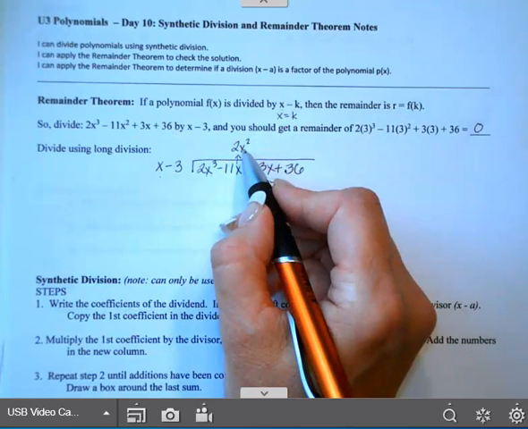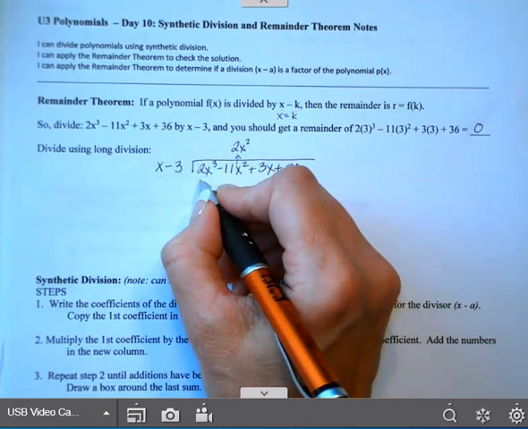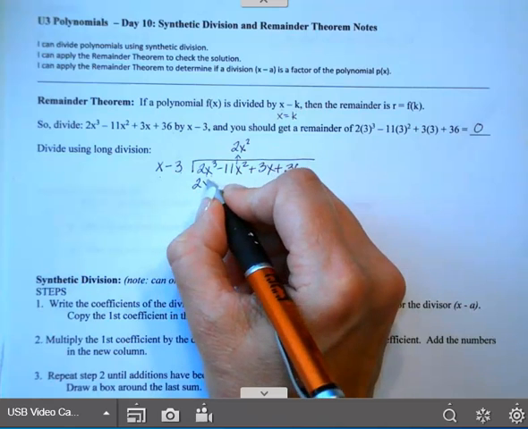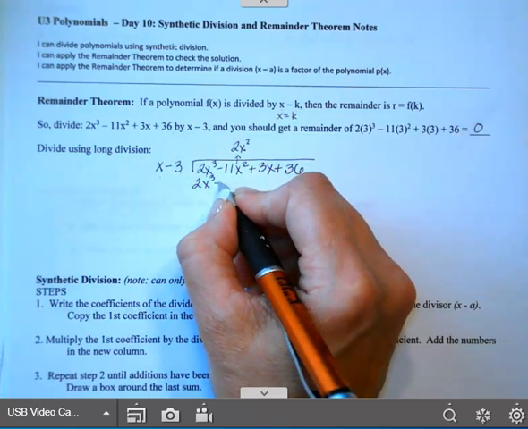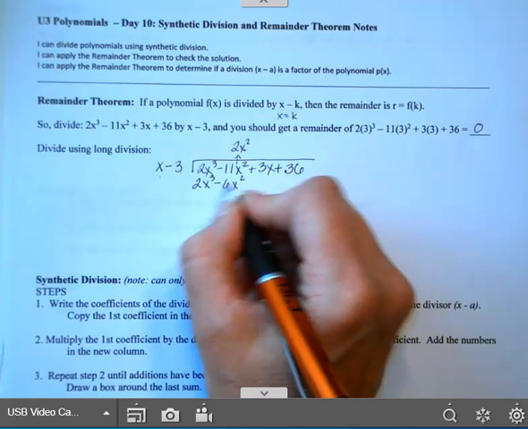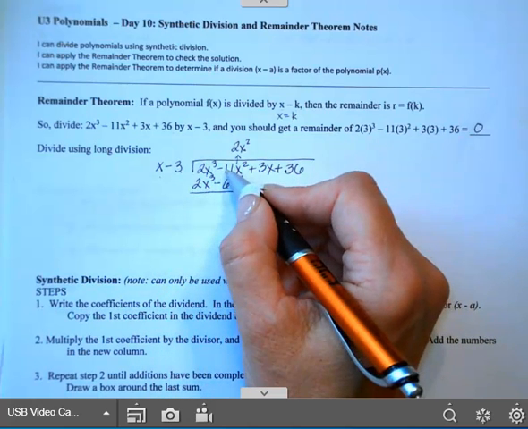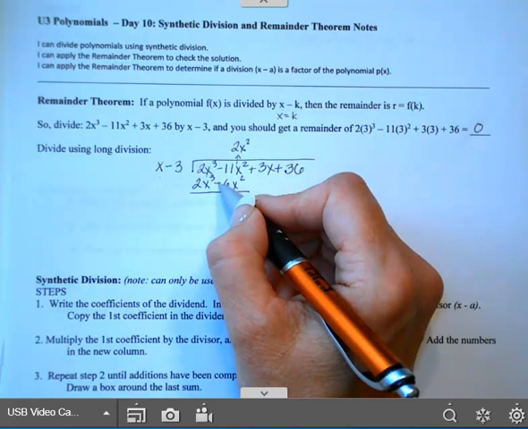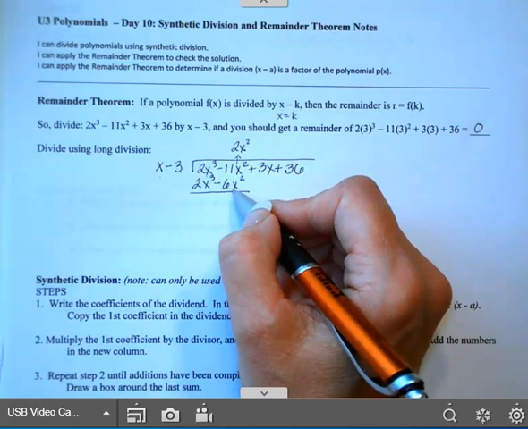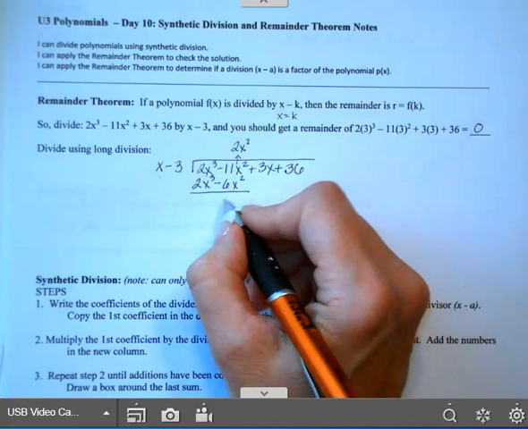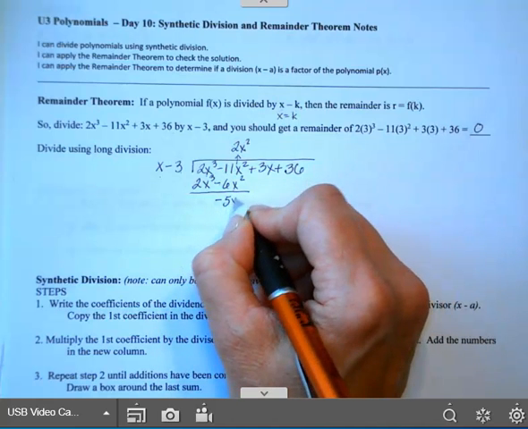And then multiply 2x squared with both of those terms. So I'll have 2x cubed minus 6x squared. And then I subtract, so that will give me 0. Negative 11 minus a negative becomes plus 6. So that will give me negative 5x squared.